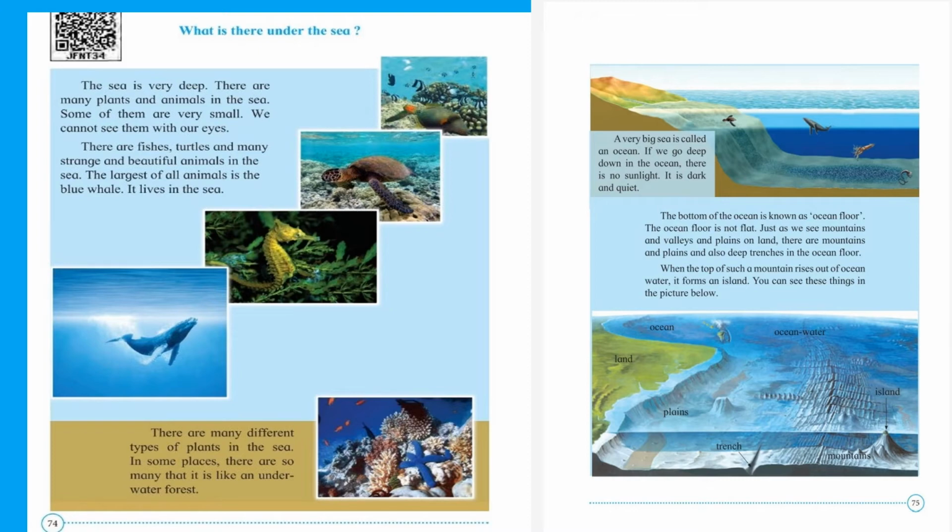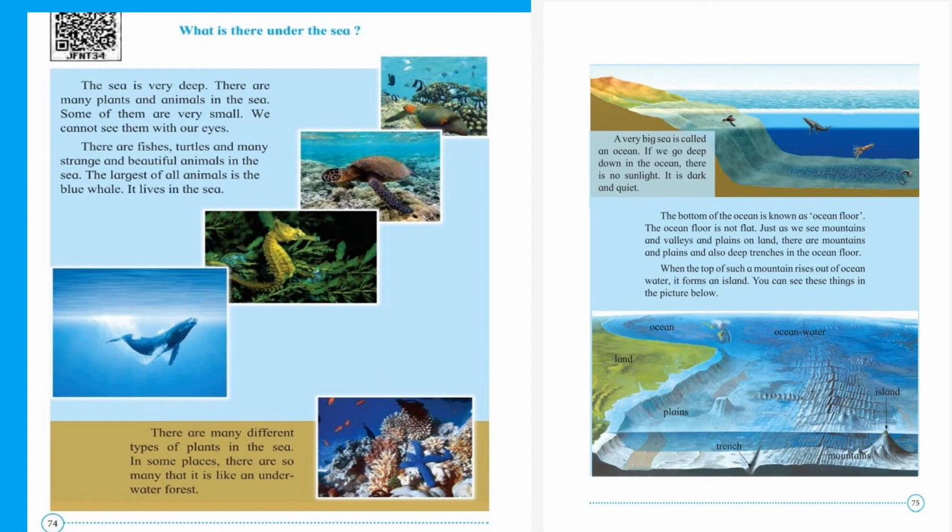Now, as you have read in the passage, a very big sea is called an ocean. Now, let us learn a little more about the ocean. The bottom of the ocean is known as ocean floor. The ocean floor is not flat. Just as we see mountains and valleys and plains on land, there are mountains and plains and also deep trenches in the ocean floor. When the top of such a mountain rises out of ocean water, it forms an island.